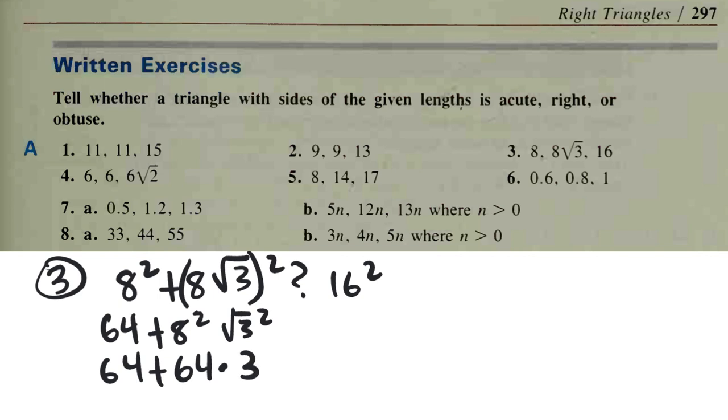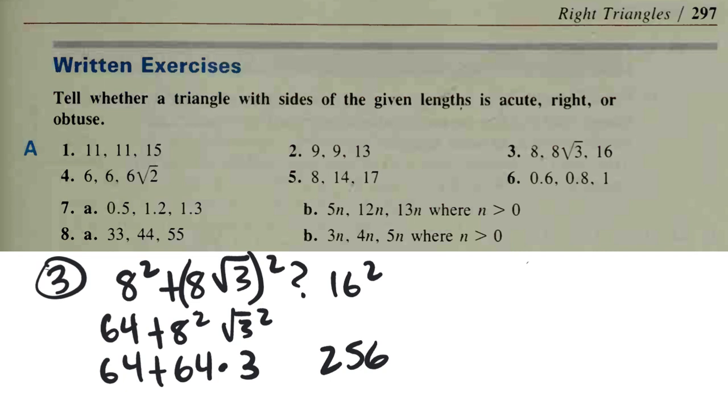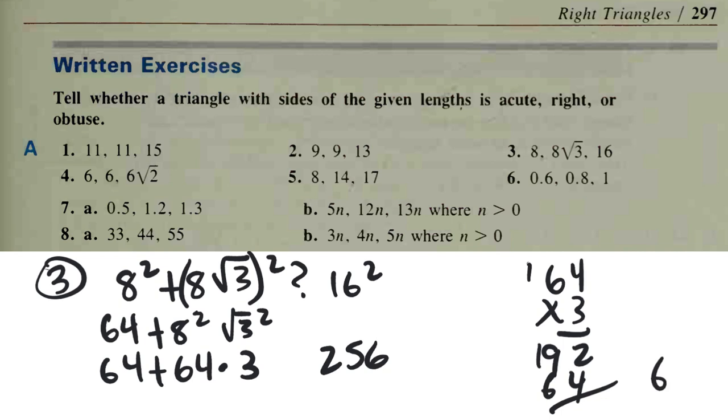And how does that compare? Well, I forgot what 16 times 16 is. That's 256. So how does that compare to 256? Boy, this is going to be kind of close, huh? So we have 64 times 3, which is 192, plus 64. That is 256. Oh, look at that. That's 256 right there, and that's equal to 256 here. So this is a right triangle.